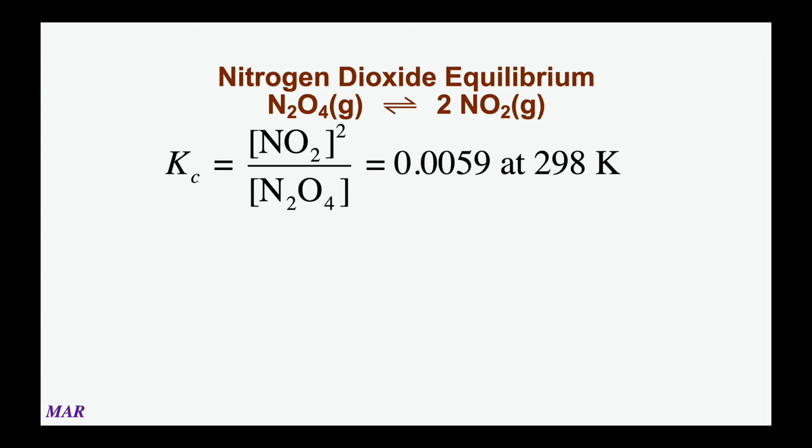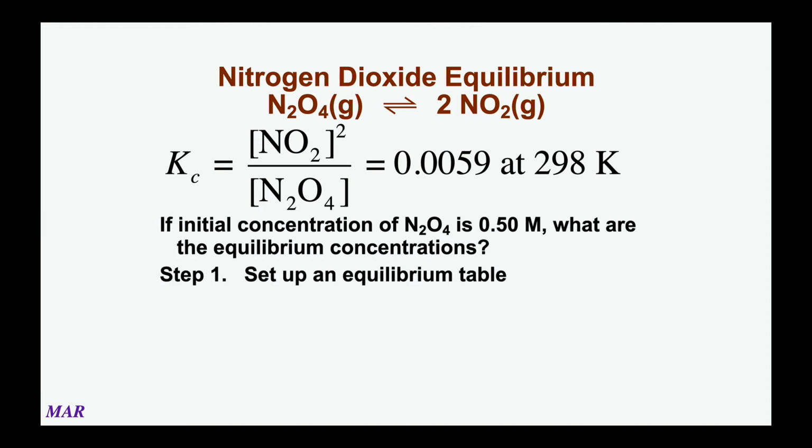In this reaction, N2O4 going to NO2 has been studied. Notice the stoichiometry of 2. K is 0.0059 at room temperature. Now this K is much less than 1, okay? And a K less than 1 means more reactant than product. So at this equilibrium constant value, you would expect more N2O4, the reactant, than NO2. That's a cool thing. And there's the Kc expression: products divided by reactants, square the NO2 but not the N2O4, with an equilibrium constant less than 1.